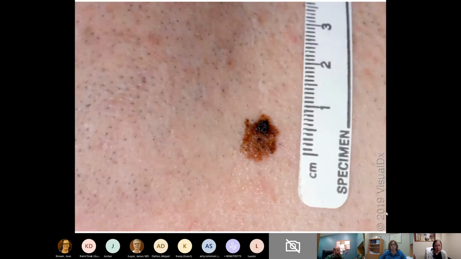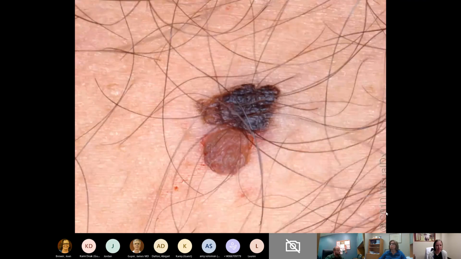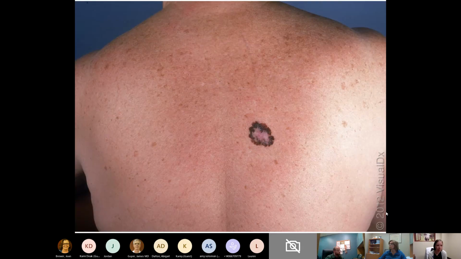Here you can see that this definitely would draw your attention. It's jagged, it's got multiple colors, it's got protrusions. This would definitely warrant a biopsy. And then this is a hair-bearing site, but you can see that this mole certainly looks very atypical. There's multiple portions to it, multiple colors. You can see that it's bled, definitely not normal and should not be ignored.